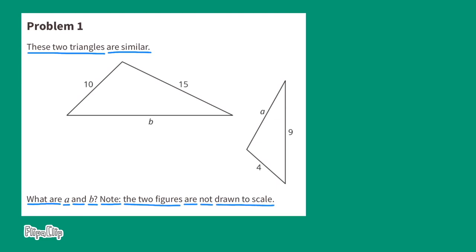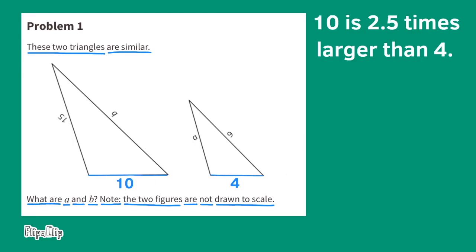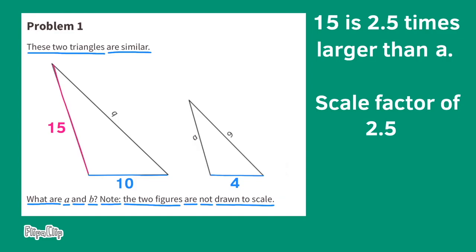Simply rearranging these triangles makes it a lot easier to find their corresponding sides. Side length 10 corresponds with side length 4, and I know that 10 is 2.5 times larger than 4. And this tells me that the scale factor is 2.5, or 2 5/10. Now that I know the scale factor, I can find the missing side lengths. 15 divided by the scale factor, 2 5/10, equals A. Since 15 divided by 2 5/10 equals 6, the length for A is 6 units.